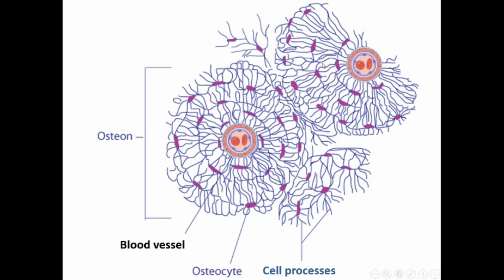And one cell can nourish up to 15 cells nearby, the cells surrounding this cell. For example, this cell can nourish all of these cells because it has a gap junction with all of these cells. So this cell can nourish other cells.